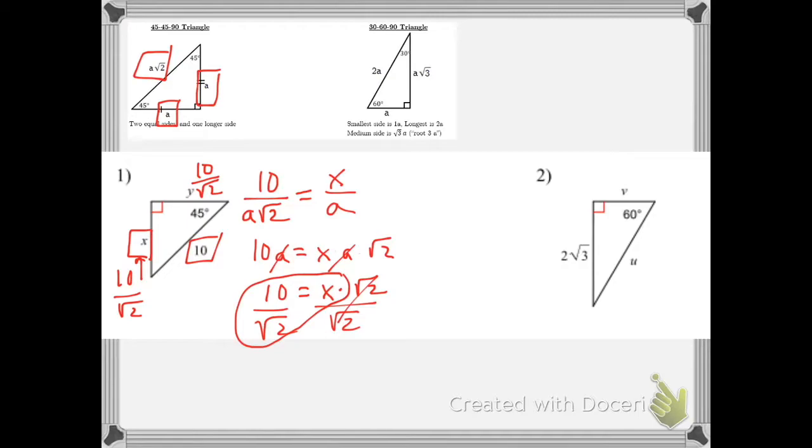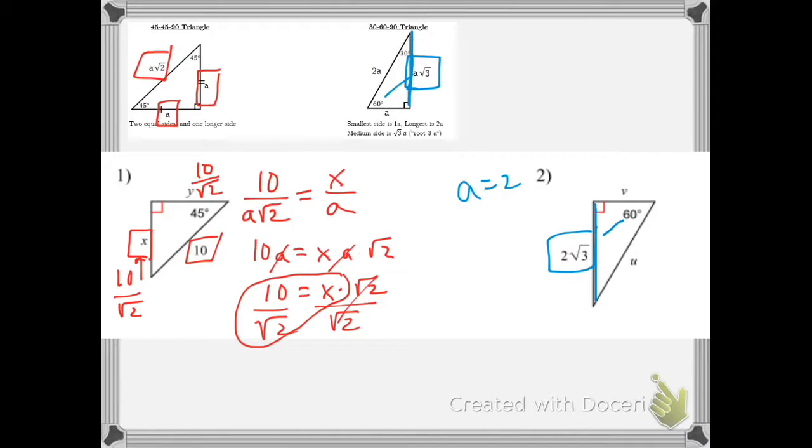Number 2. Now, number 2 may look more complicated. We just saw an ugly 30, 60, 90 problem, but number 2 actually is quite nice. Notice that 2 root 3, which is across from 60, matches with a root 3 on the model, from the master copy. Well, those are very close to each other, aren't they? A root 3, 2 root 3. Which means that obviously a is equal to 2. The only difference there is a and 2 have been substituted.